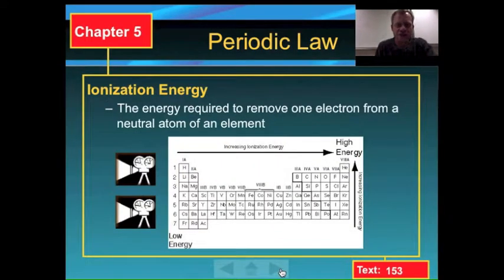Next we have ionization energy, which is the energy it takes to remove an electron from a neutral atom. We're going to watch a few short video clips for this one.